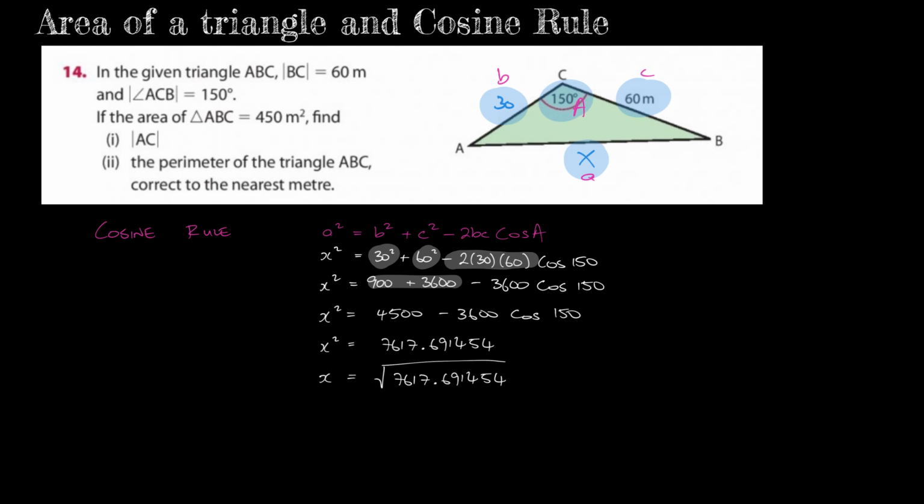So the square root of that is 87.27938734. So the answer, they wanted it correct to the nearest meter. So the answer will be equal to 87 meters. And the reason why it's 87 is because our meters stop there. Look at what comes next. If that's 5 or greater, then the 7 would round up. In this case, it's less than 5, so we just leave it as 87.